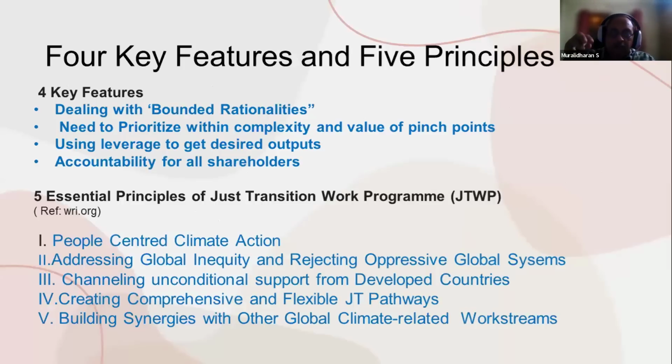So we are diving a little bit deeper into the just transition concept. The first key feature is dealing with bounded rationalities. Bounded rationality, as an economic concept, was proposed by Herbert Simon, who was not accepting Adam Smith's invisible hand concept. Both of these things we must have heard at some point of time.